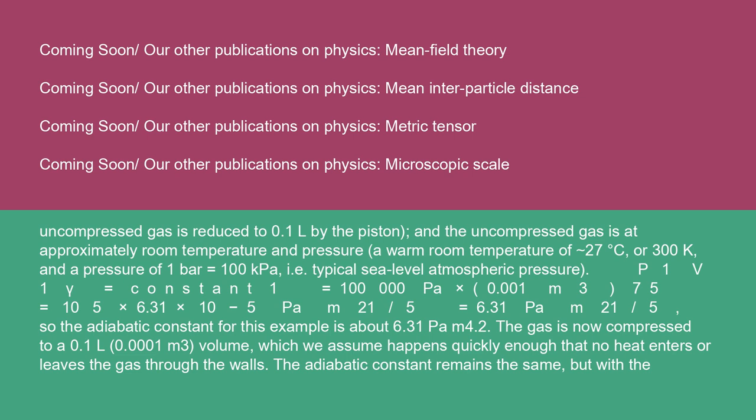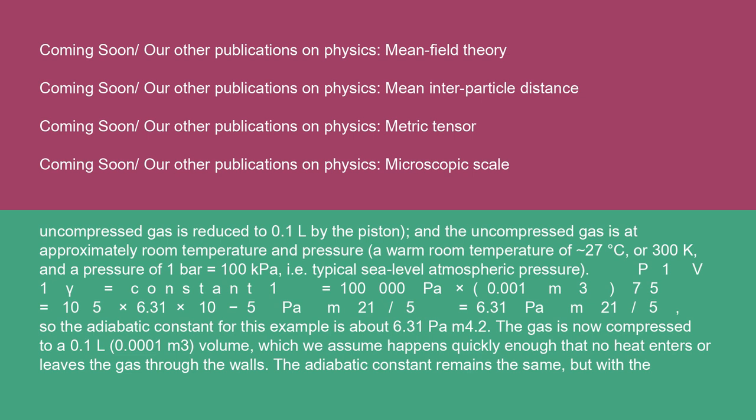P1 V1^γ = constant = 100,000 Pa × (0.001 m³)^(7/5) = 10^5 × 6.31 × 10^-5 Pa·m^4.2 = 6.31 Pa·m^4.2. So the adiabatic constant for this example is about 6.31 Pa·m^4.2.